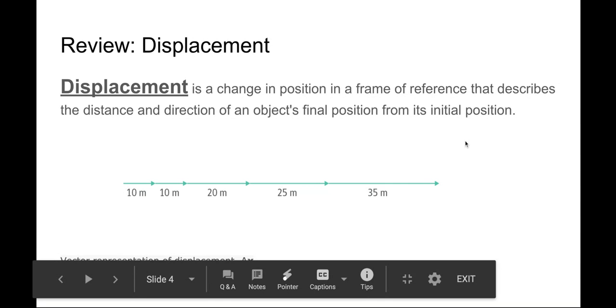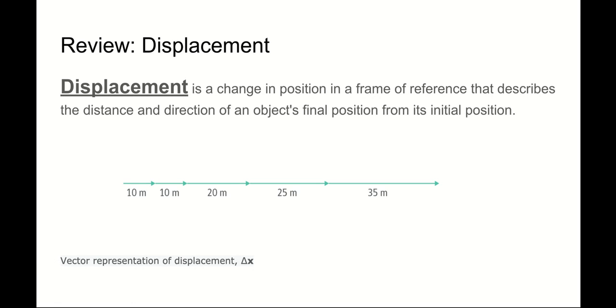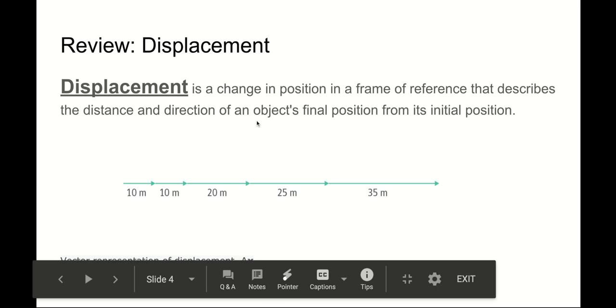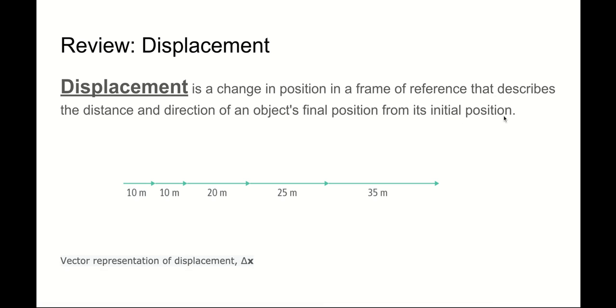Let's also review the term displacement. Again, if you do not have this term, write it down. This is a change in position in a frame of reference that describes the distance and direction of an object's final position from its initial position. We used displacement when we looked at average velocity in week 1.